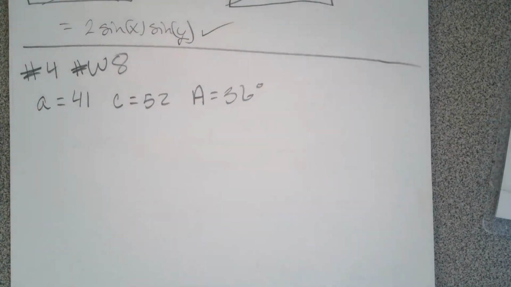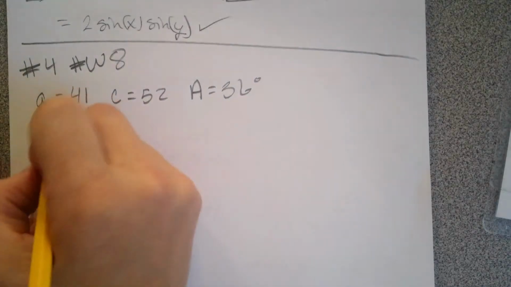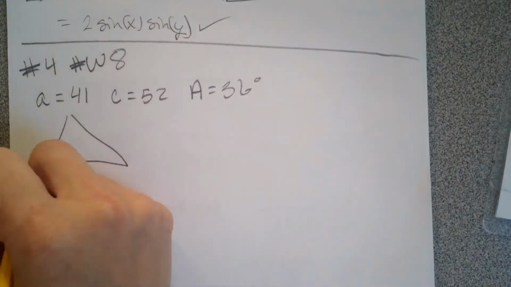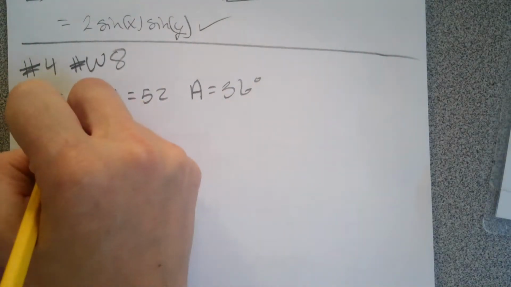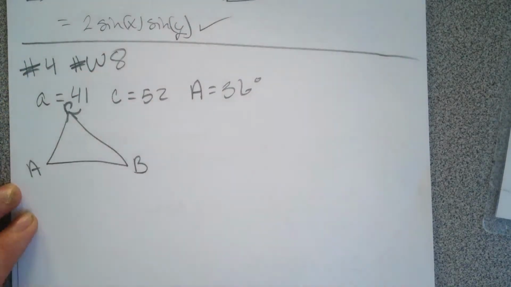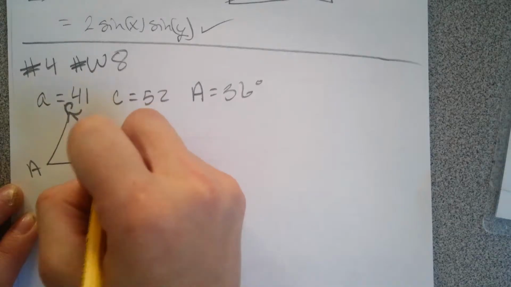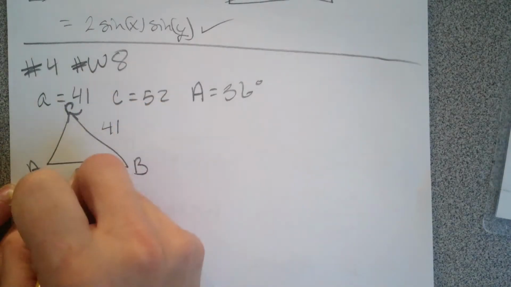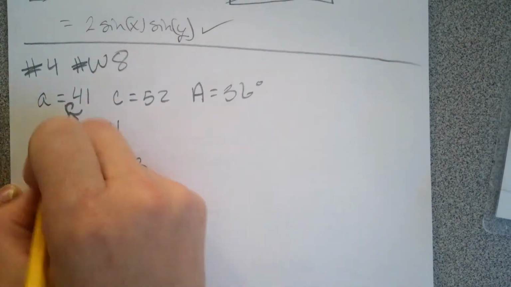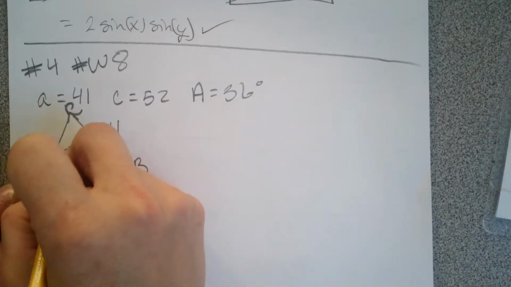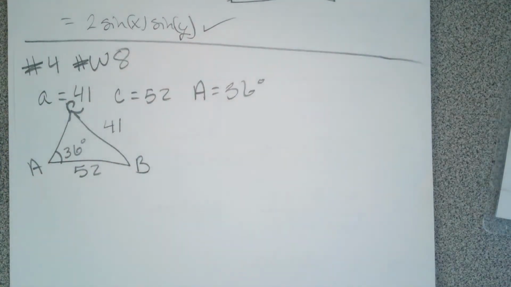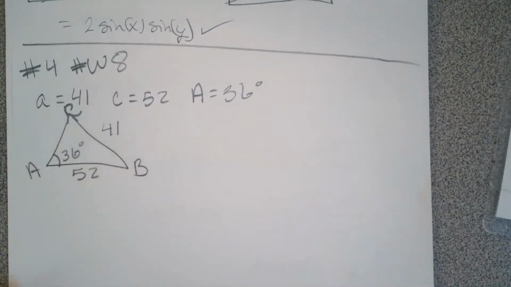So very first step, what should I do? Draw a triangle. See what information I have. So here's A, B, C. So side A is 41. Side C is 52. And angle A is 36 degrees. What do I have? Let's see. Is there a right angle or no? Not a right angle, right? It doesn't tell you it's a right triangle.